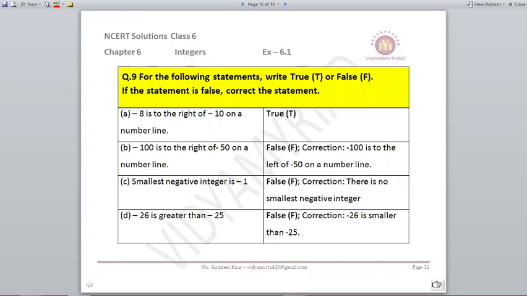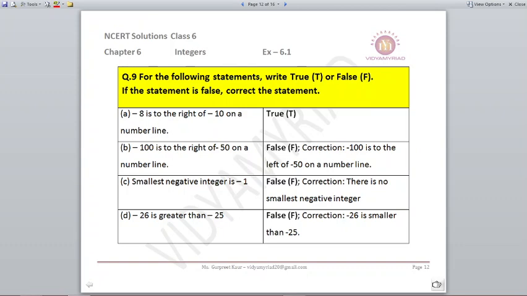Next, the smallest negative integer is minus 1. It is a false statement. There is no smallest negative integer, because minus 1 is closer to 0, so it will not be considered the smallest negative integer. As you move towards the left, you get smaller and smaller numbers.